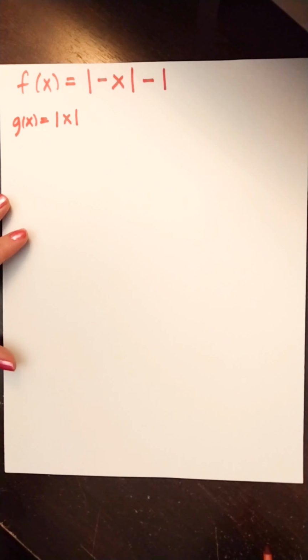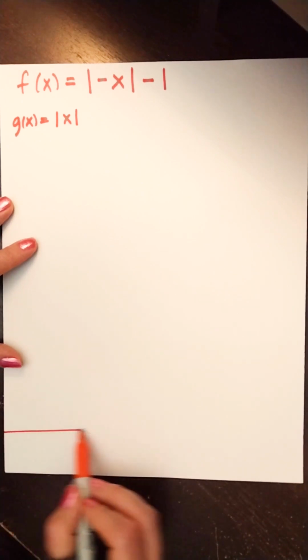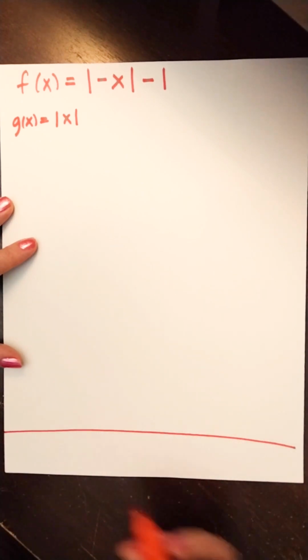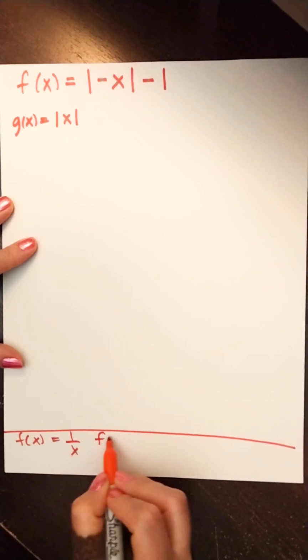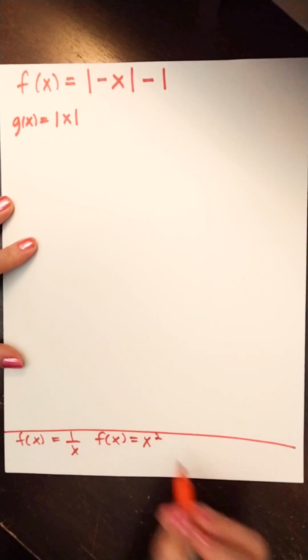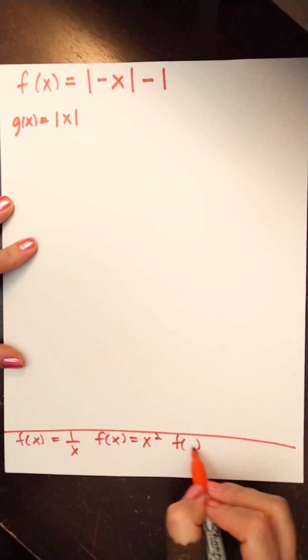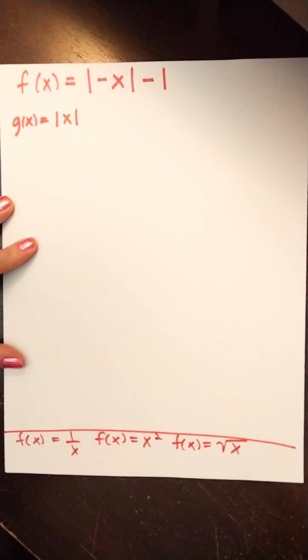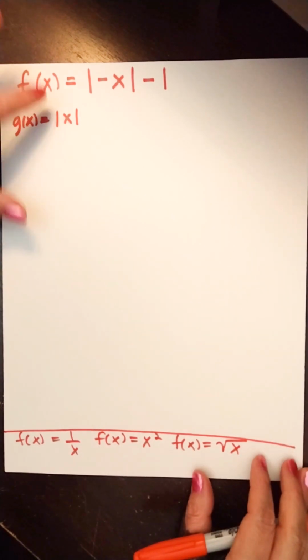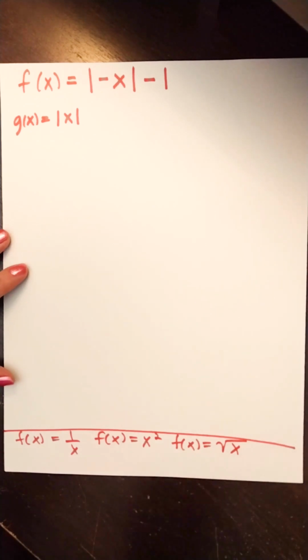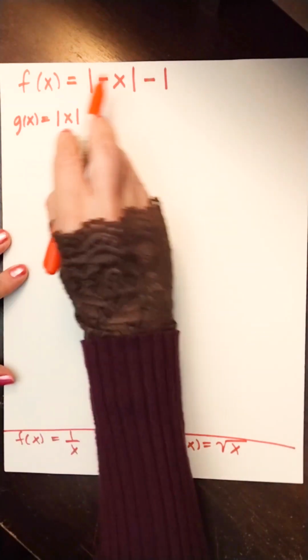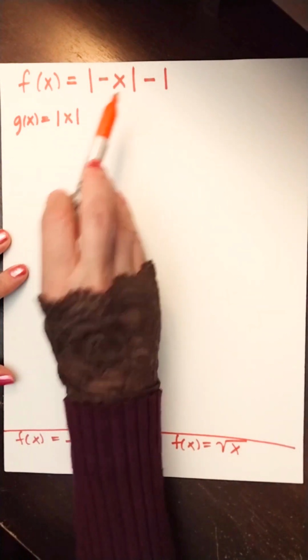In your textbook, you have a list of functions that you're going to be doing transformations on. For example, you will have the reciprocal function, the square function, square root function, and so on. You'll have the absolute value function as one of them. I chose the absolute value function because we have an absolute value symbol right here in our f of x, so it matches this one.